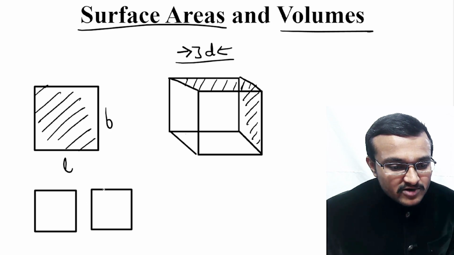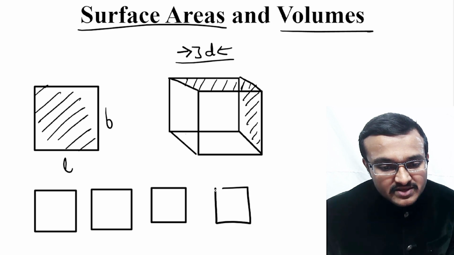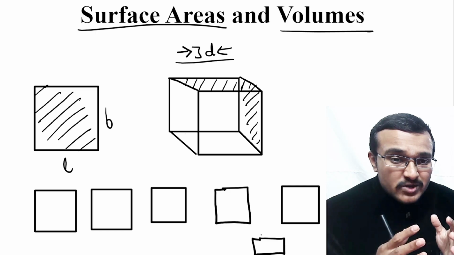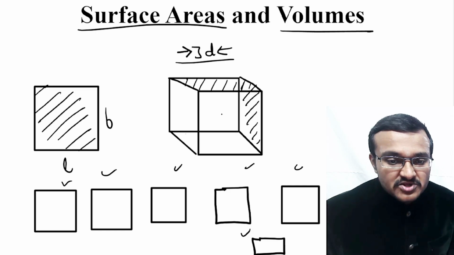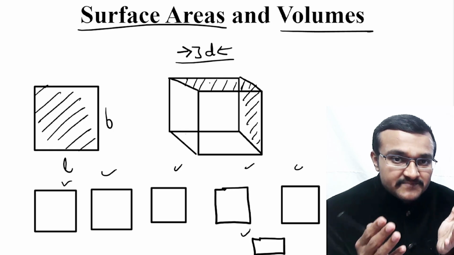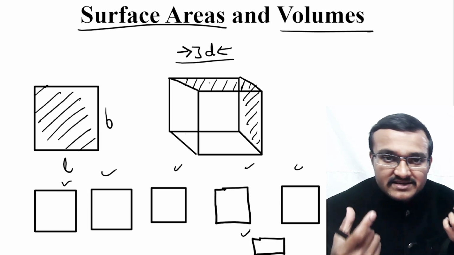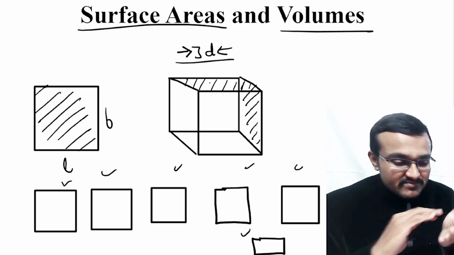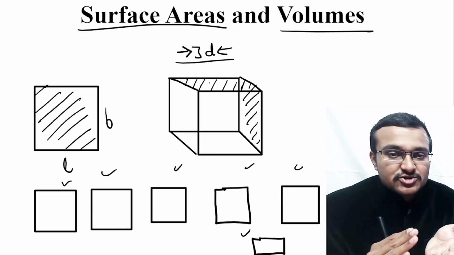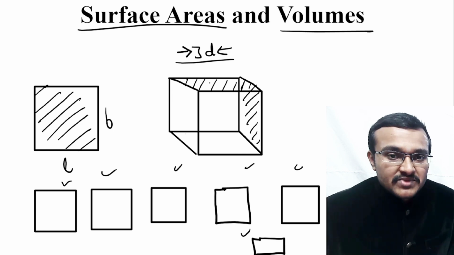So one will be on top, one will be at the bottom, one will be on the right side, one will be on the left side, and one will be in the front and one will be in the back. So a total of 6 squares or rectangles together will form a cuboid. That means if you open this cuboid, all the surfaces you can see will be rectangular in shape. So the area of each rectangle of that cuboid, that means each surface of that cuboid, you should add up to calculate the total surface area of that cuboid.